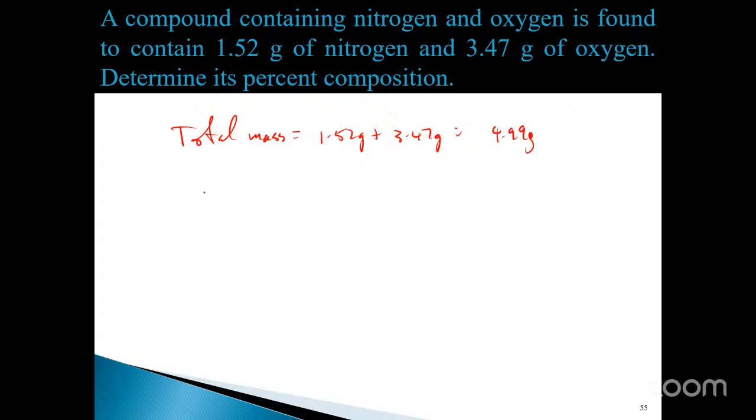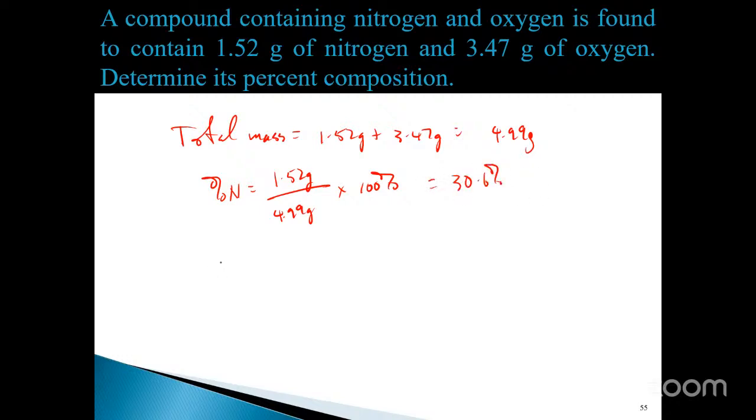And then now to determine the percentage of nitrogen, you take the mass of nitrogen, 1.52 grams, divided by the total, 4.99 grams, times 100%. So 1.52 divided by 4.99 times 100, and that gives you 30.6%.